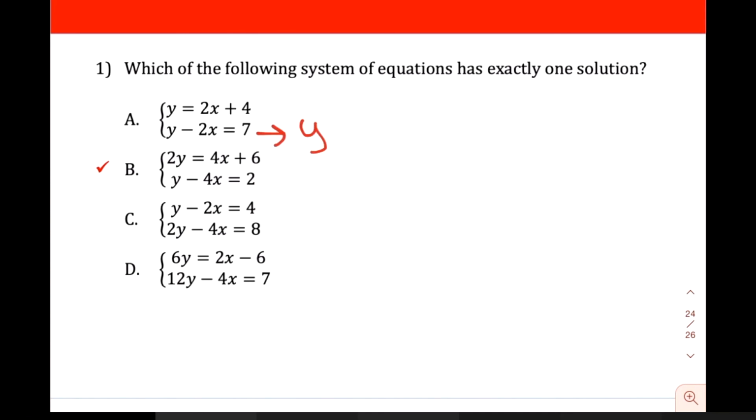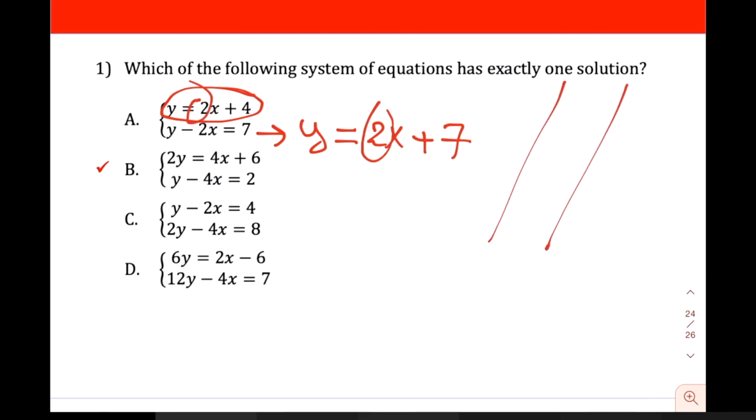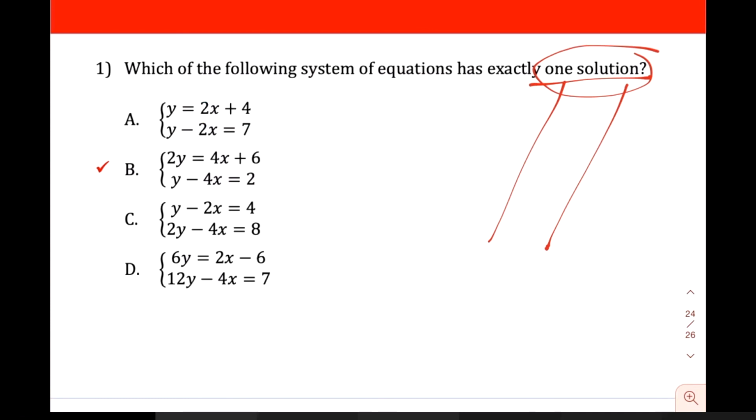If you are smart enough, this one, you can make it slope-intercept form equals 2x plus 7. Okay, and this one is 2x plus 4. These two lines have the same slope, slope 2. So these two lines are parallel. So these two lines don't have one solution because they are inconsistent. They are parallel. They have no solutions at all. If they ask you which one has no solution, you choose this one. Okay, so it's not A, very simple.